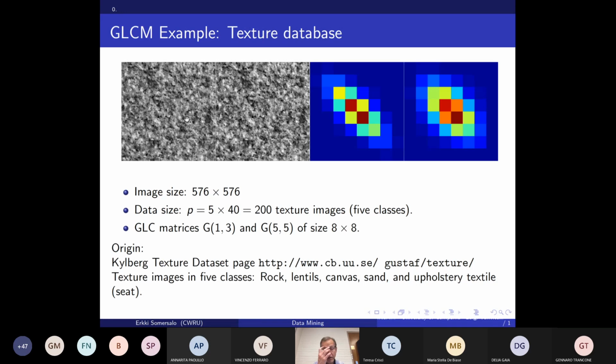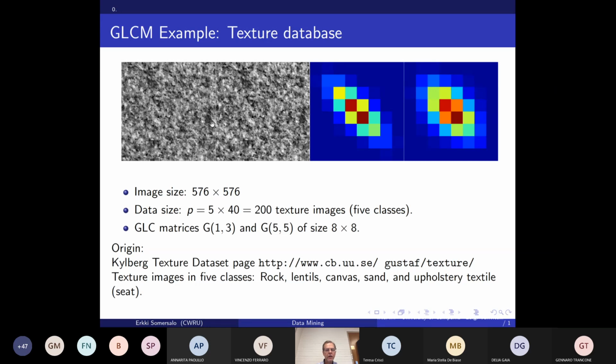So let's look at a more realistic case. I have a texture database from a source on the internet. This is a Swedish database with texture images in 5 classes. They're called rock, lentils, canvas, sand, and seed, which is an upholstery textile. And so I'm looking at how these pictures are different from each other.